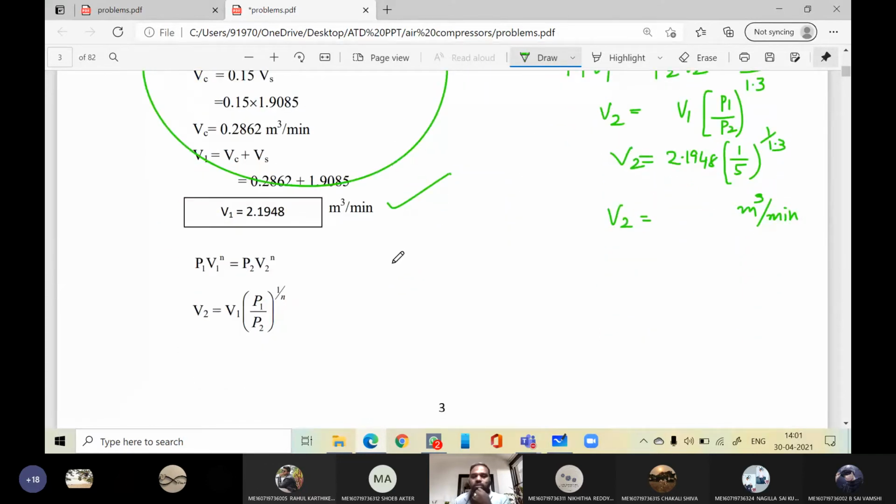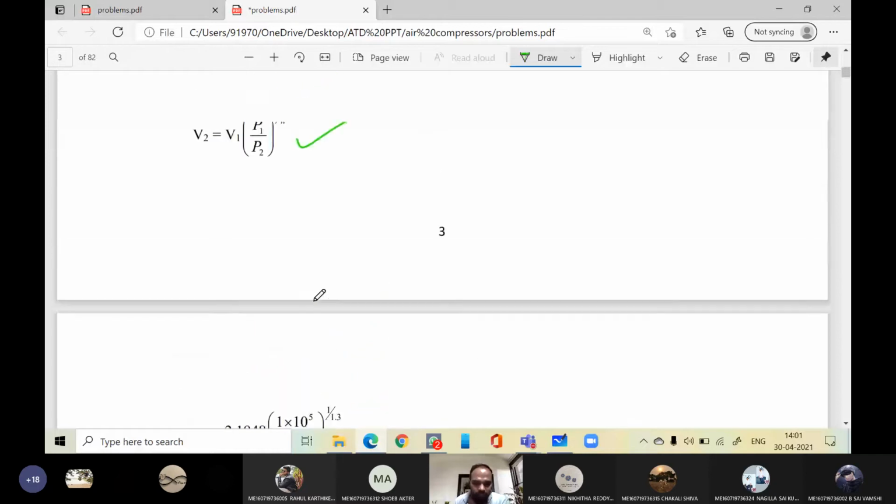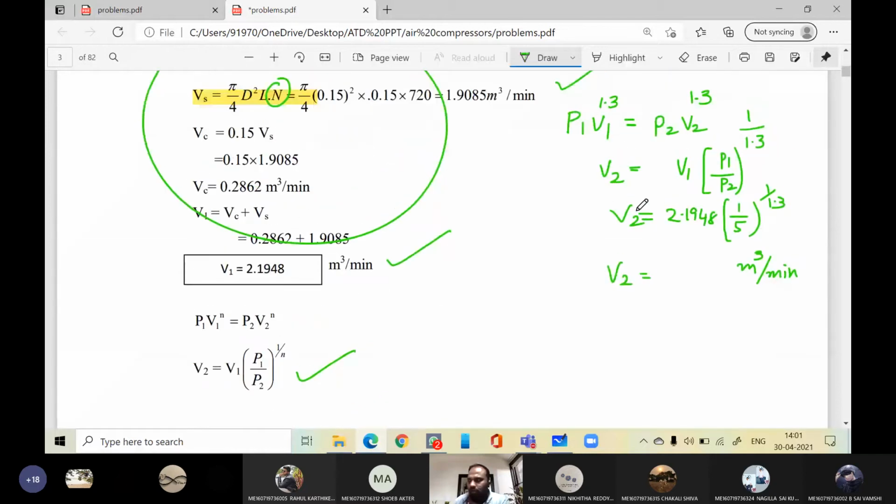Yeah, the same formula is used. So if you do, you will get V2 is equal to 0.6366. Anybody want to check? They can check. By using this formula, you will get V2. Please operate and tell me. Operation of the calculator is very, very important.